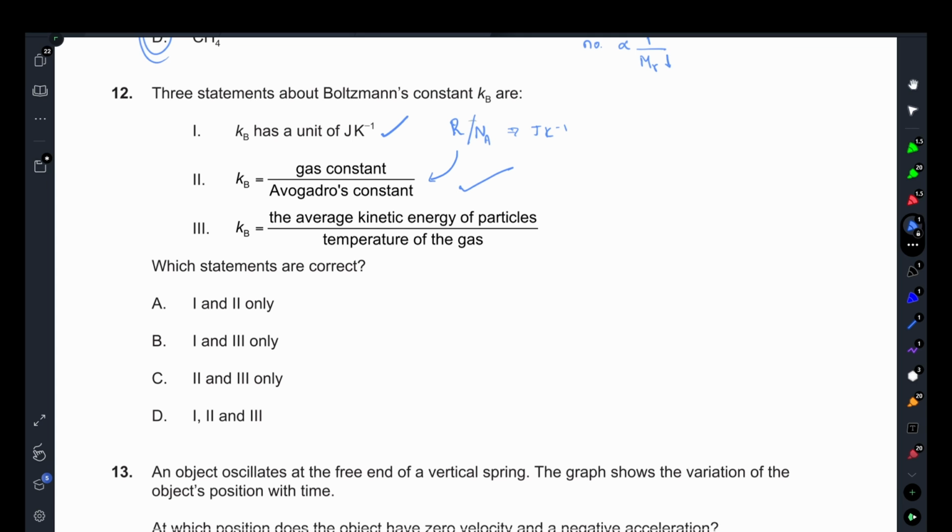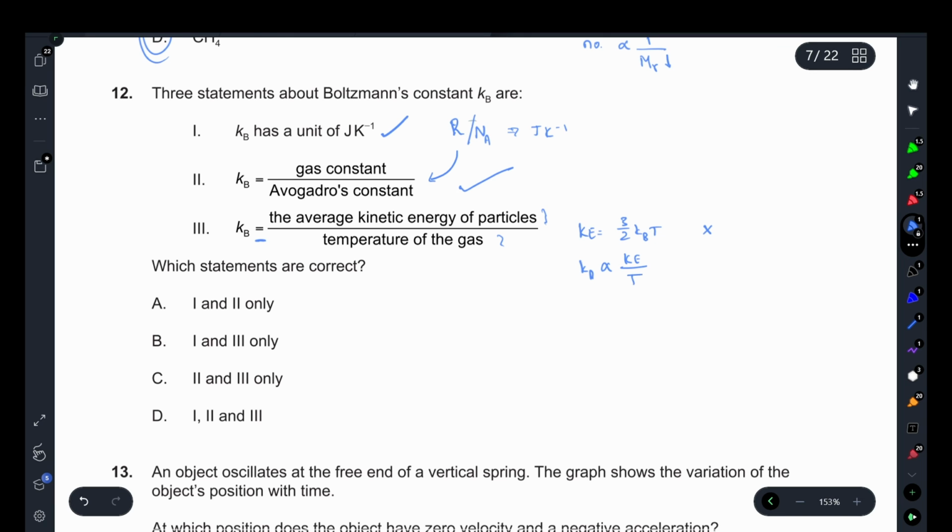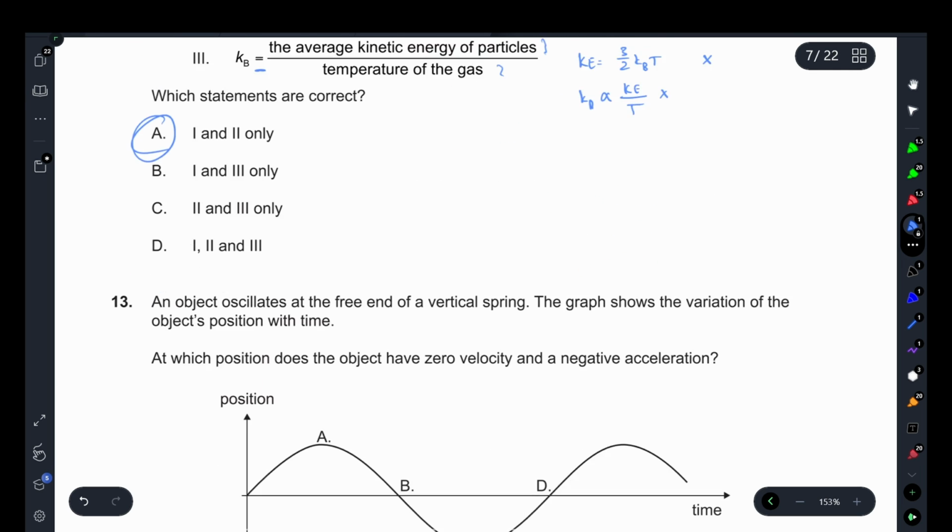And looking at the final one, kB is equal to the average kinetic energy of the particles divided by the temperature of the gas. This uses the formula KE is equal to 3 by 2 kBT. Now, I want you guys to look at something. Here they've not said that kB is proportional to the average kinetic energy of the gas. Instead, they've simply stated that it's equal. This means that this statement is incorrect because while kB is definitely proportional to the average kinetic energy by temperature, it is not equal. Therefore, the correct option for question number 12 is A.